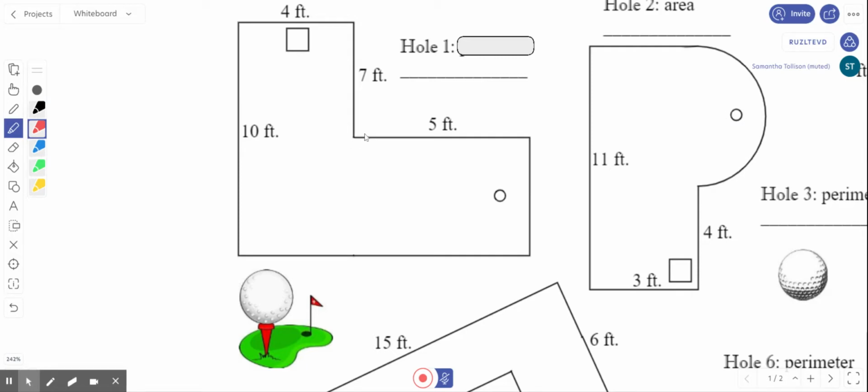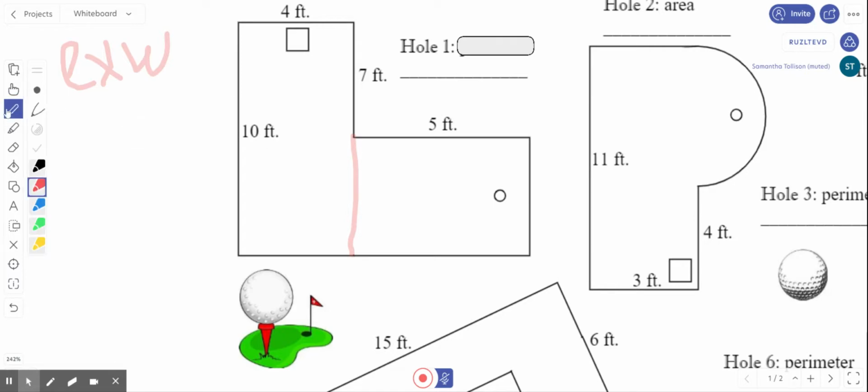So for hole 1, I look at this and I see two different rectangles. I know that my area of a rectangle is just length times width. Now, if I were you and I were doing these assignments, if you have the opportunity to print out that paper, print it out. If not, draw it, because it's going to help you visually see everything. Write down what we are doing.